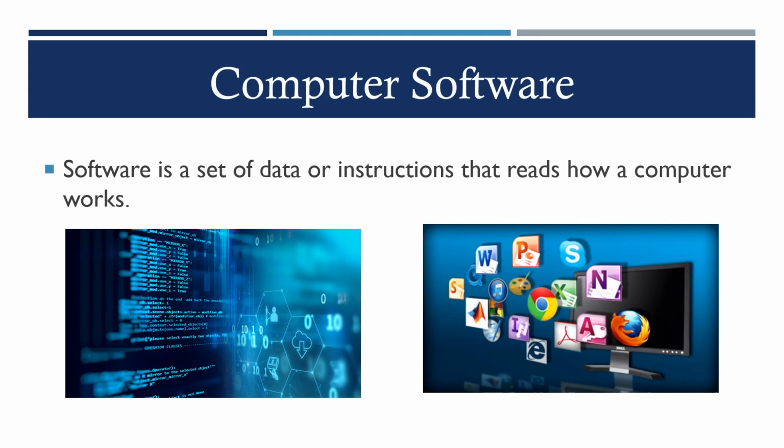Now we are going to learn the second computer system element, known as software. Software is a set of data or instructions that tells how a computer works. So software is a kind of thing telling the computer how to do some particular task.